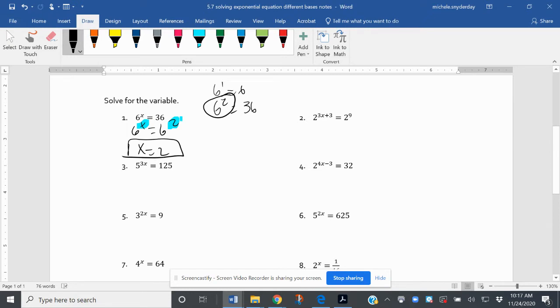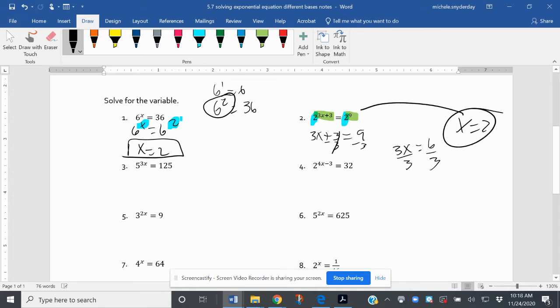Number 2. We do have like bases. We have a 2 and we have a 2. So now we just get to set our exponents equal to each other and solve. So we would have 3x plus 3 equals 9. Subtract 3 on both sides. And we get 3x. 9 minus 3 equals 6. Divide both sides by 3. And we get x equals 2 for our number 2 answer.